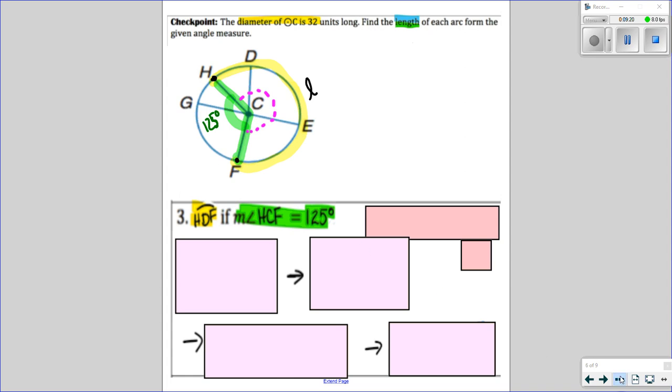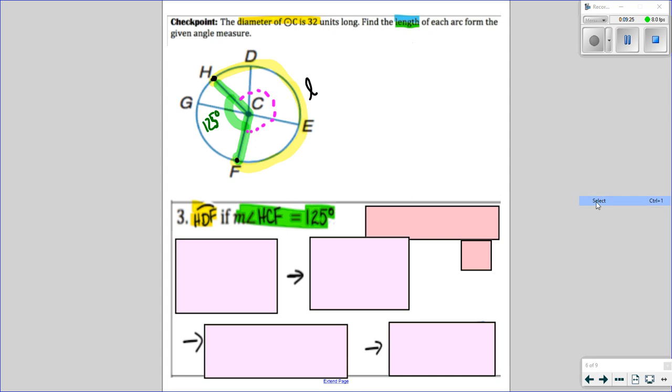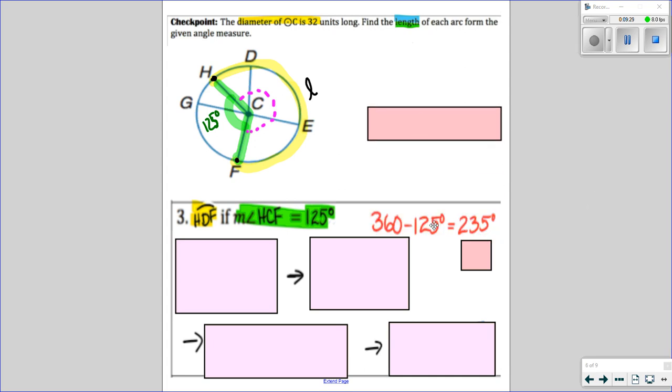So then how do we find that angle? Well, we know that the circle is 360 degrees. So we're going to subtract 125 from 360, and then we get 235. That is going to be our central angle that corresponds to the arc length that we're looking for.